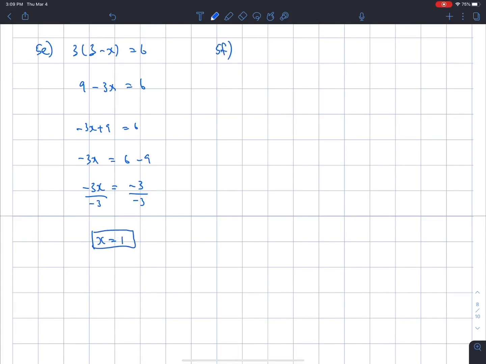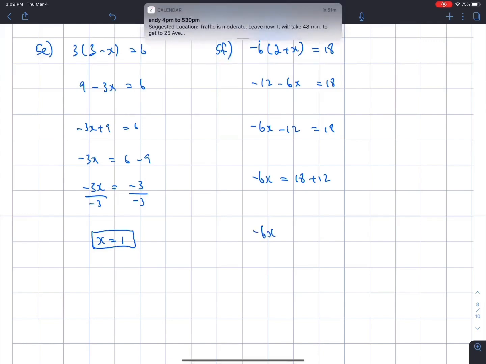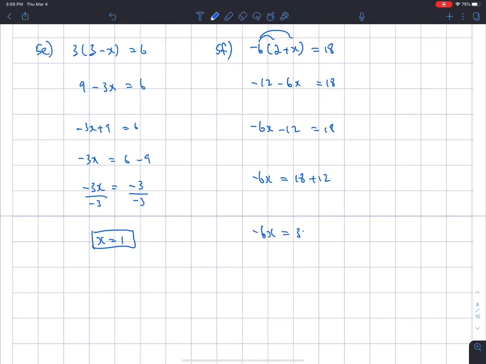And 5f. Negative 6 bracket 2 plus x equals 18. Again, we distribute in. We get negative 12 minus 6x equals 18. So negative 6x minus 12 equals 18. Negative 6x equals 18 plus 12, moving the negative 12 over. And the sign changes. So negative 6x equals 30. Finally, just dividing both sides by negative 6, we get x equals negative 5.